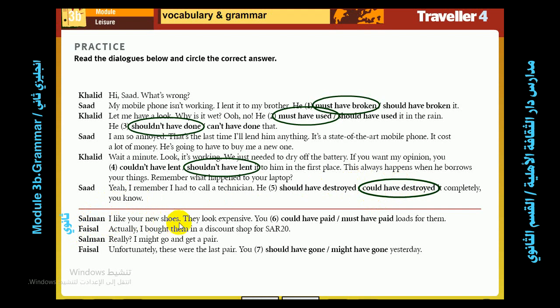Salman, I like your new shoes. They look expensive. You must have paid loads of money for them. So I'm giving a deduction about the amount of money paid for these shoes. Faisal, actually, I bought them in a discount shop for 20 Saudi riyals. Really, I might go and get a pair.